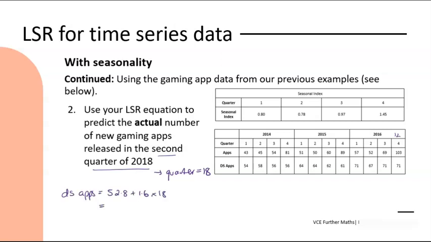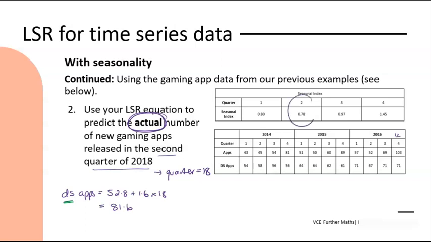Okay, so when I put that in and get my prediction, what I'm going to have is the prediction for the deseasonalised data. Okay, so I get a value there of 81.6, but that, please remember, is your deseasonalised apps data. So the final step in this process is to now re-seasonalise that because they want the actual number.